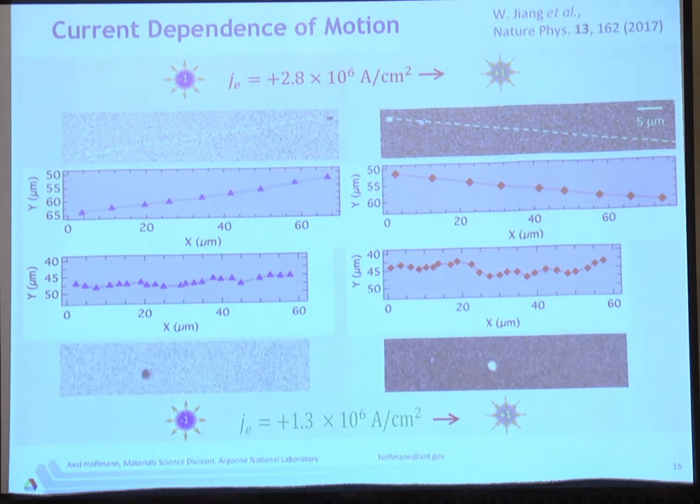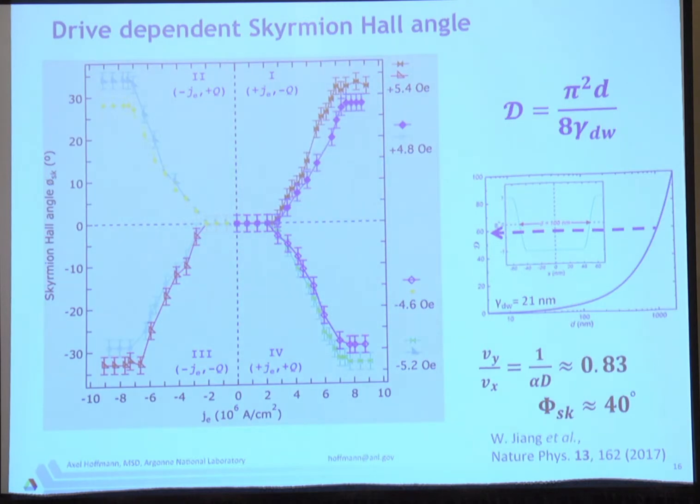We can analyze this more quantitatively by looking at the current dependence of this skyrmion Hall angle. We see here, this is for positive current and positive magnetic fields. This is for positive current and negative magnetic fields. And these two are for negative currents, this is positive field, negative. So just focus on the top quadrant here for a moment.